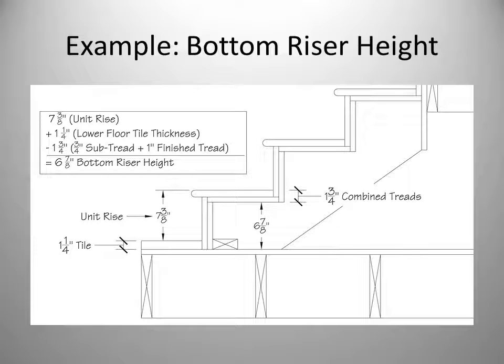Note that this is the same process as we did when we dropped our stringer in the original lab that did not have material thickness variations. In that lab, we simply subtracted the thickness of the finished tread.